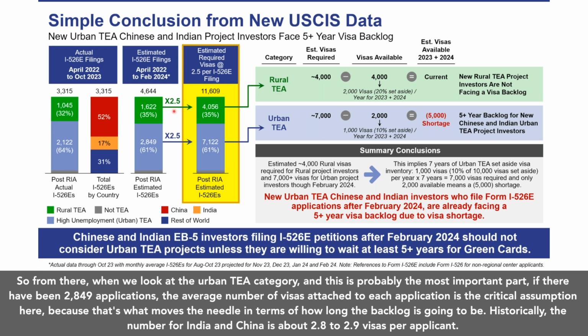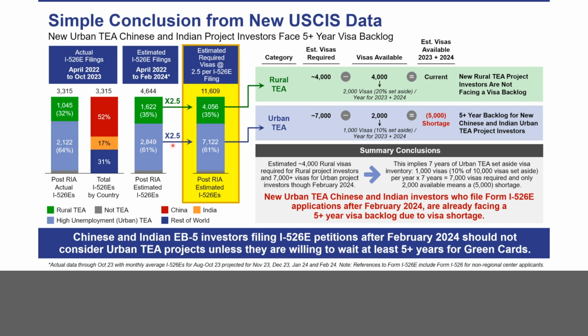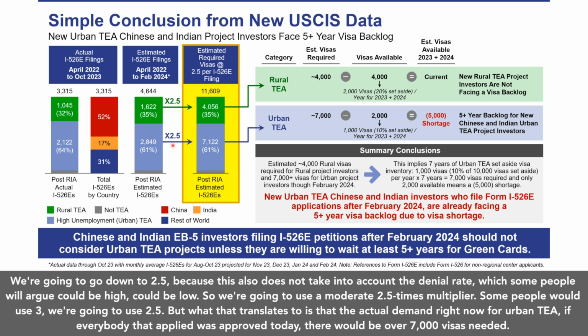From there, when we look at the urban TEA category, and this is probably the most important part, if there have been 2,849 applications, the average number of visas attached to each application is the critical assumption here, because that's what moves the needle in terms of how long the backlog is going to be. Historically, the number for India and China is about 2.8 to 2.9 visas per applicant. We're going to go down to 2.5 because this also does not take into account the denial rate.